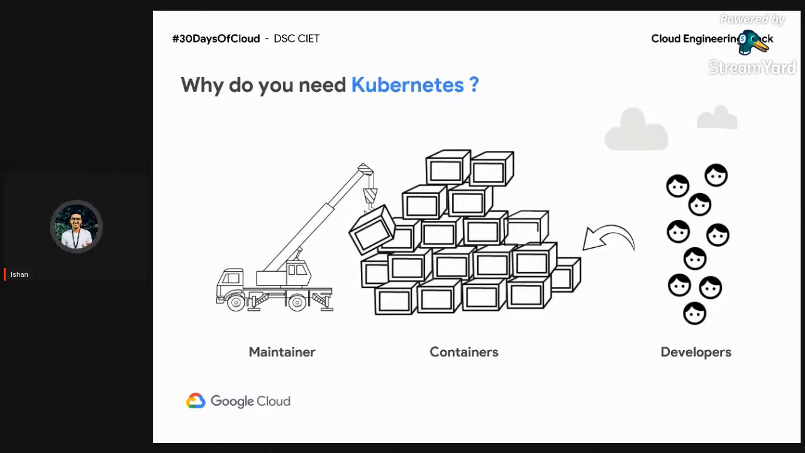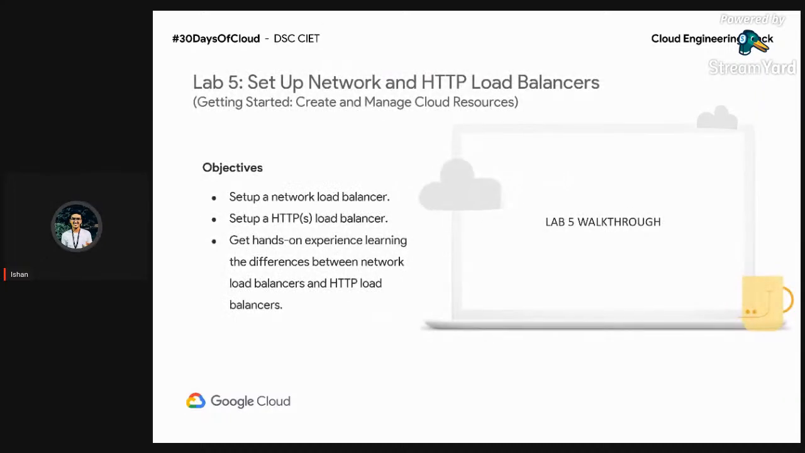Okay, so we just completed our fourth lab. Now let's move on to the next lab, which is setting up network and HTTP load balancers. As the name suggests, the main objectives for this lab would be to set up a network load balancer, set up an HTTP load balancer, and we will learn about the differences between these two.